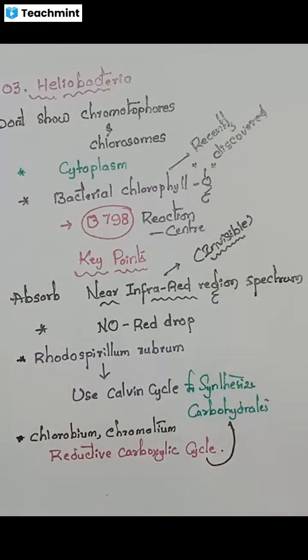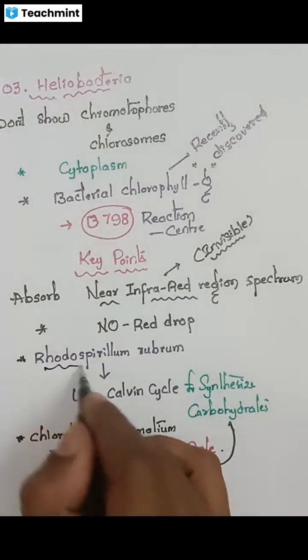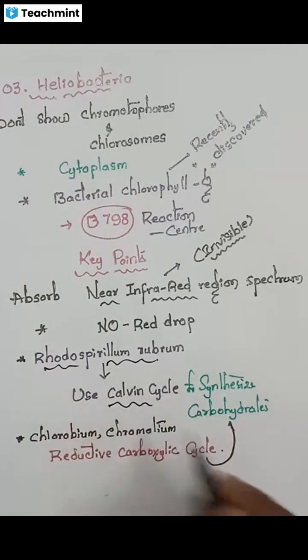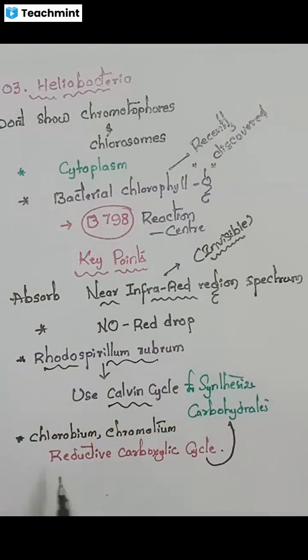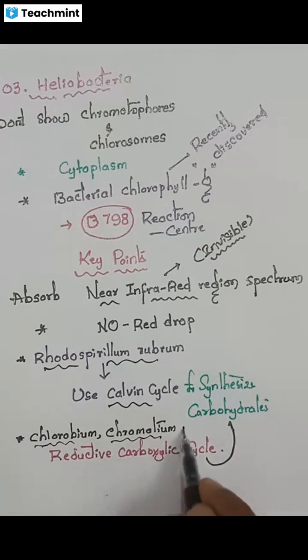So important one: Rhodospirillum rubrum uses the Calvin cycle to synthesize carbohydrates. The bacteria like chlorobium and chromatium use the reductive carboxylic cycle to synthesize carbohydrates.